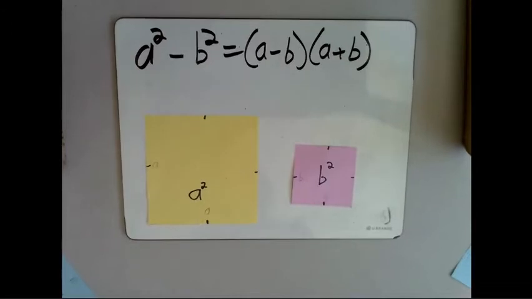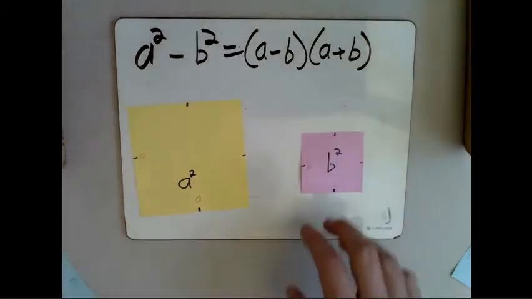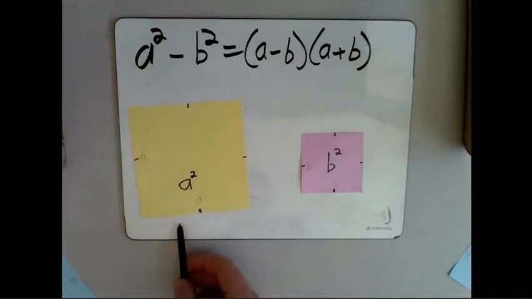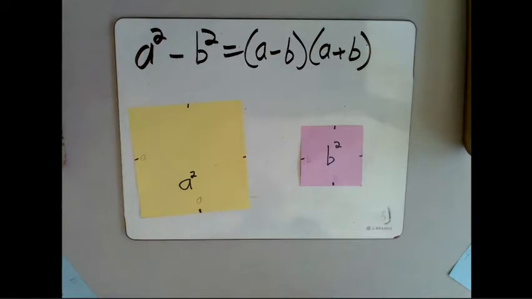Welcome to a quick video explaining how we can prove a squared minus b squared equals a minus b times a plus b using a visual method and talking about area. I'm going to start by, here's my a squared, here's my b squared. Those are represented by areas. They're squares. So a squared would have dimensions a by a, and b squared dimensions b by b.